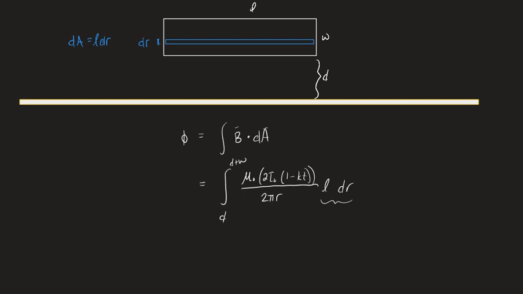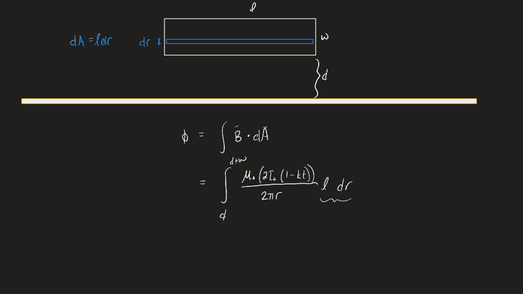Looks like the bottom left one is the one I would check. They do give you the result of doing that integration, so you don't even get a point for being able to do it, which is too bad. They say mu naught, I naught, L times (1 minus kt), all divided by 2 pi. Oh, no, they must have canceled the 2 out. And natural log of (d plus w) over d.